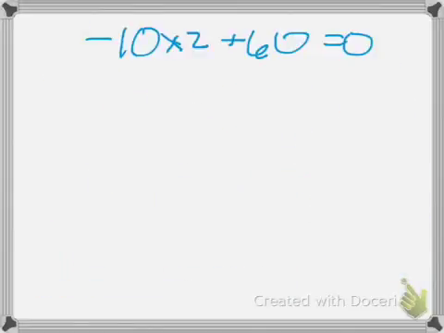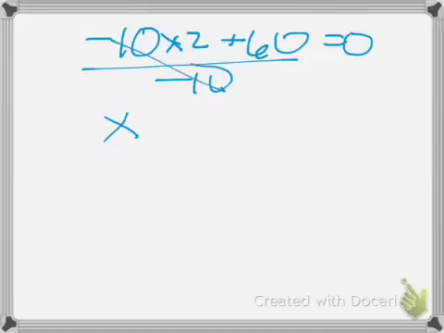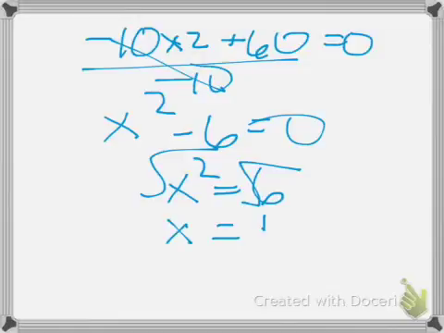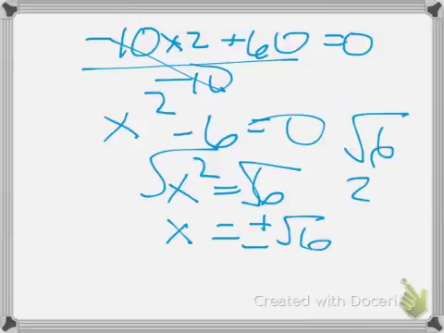For our last one, we have to take out the GCF again. So negative 10, so that cancels out. We get x squared minus 6 is equal to 0. So x squared is equal to 6. And so we have to take the square root of both sides. And so we get x is equal to plus or minus the square root of 6. Because if we try to take the square root of 6, we just get 2 times 3. And so this is our simplified answer.